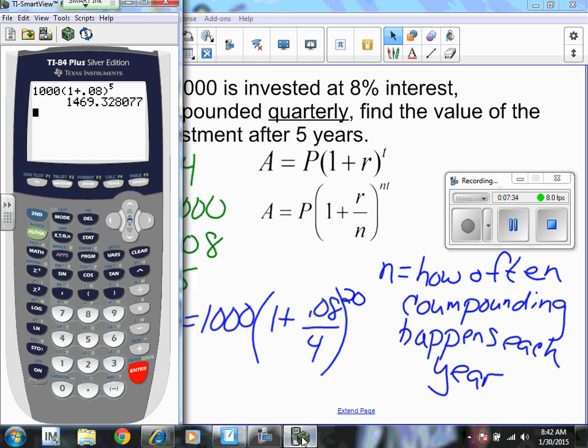All right, again, this is just a calculator thing. Using your parentheses correctly. The calculator knows the order of operations, so it knows to divide 0.08 by 4 before the add. To the power of 20. So now we've got 1485.95, which is in fact more than when we only compounded once a year.